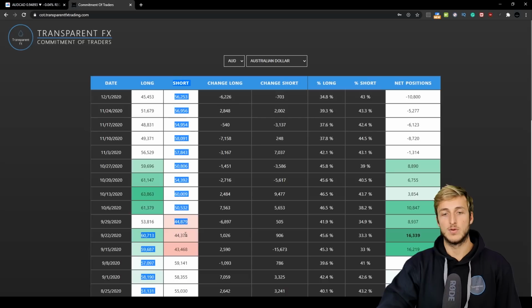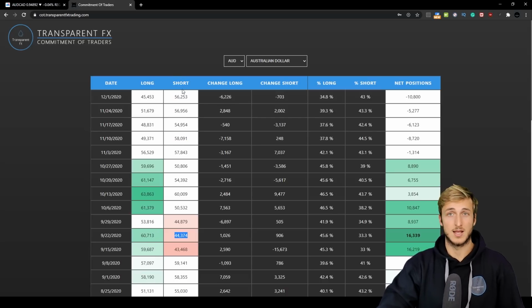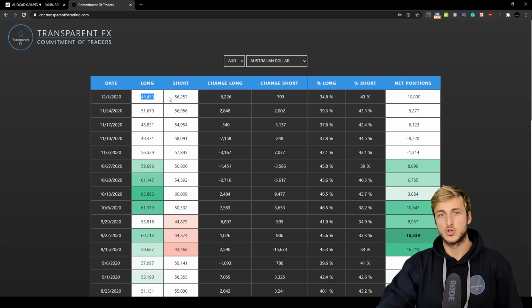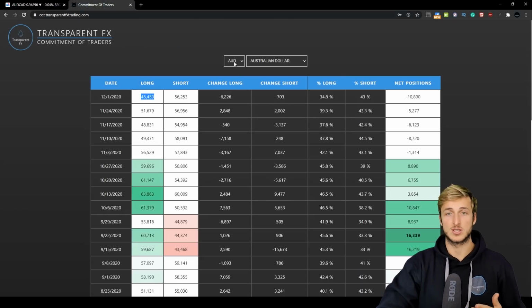60k longs and 44k shorts, all the way down to having way more shorts than longs. So completely the opposite situation with 56.2k shorts and 45.4k long positions. So currently we have more shorts than longs, so the AUD is definitely weak, and we did expect this move to the downside, which is exactly what the market has just created.